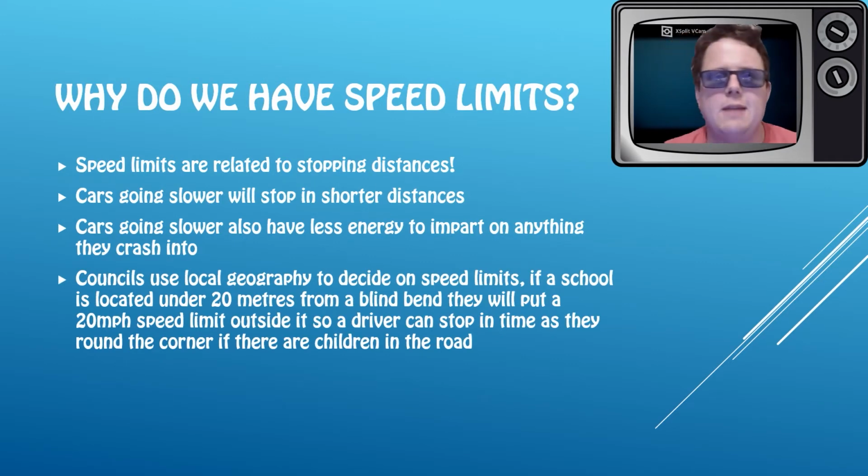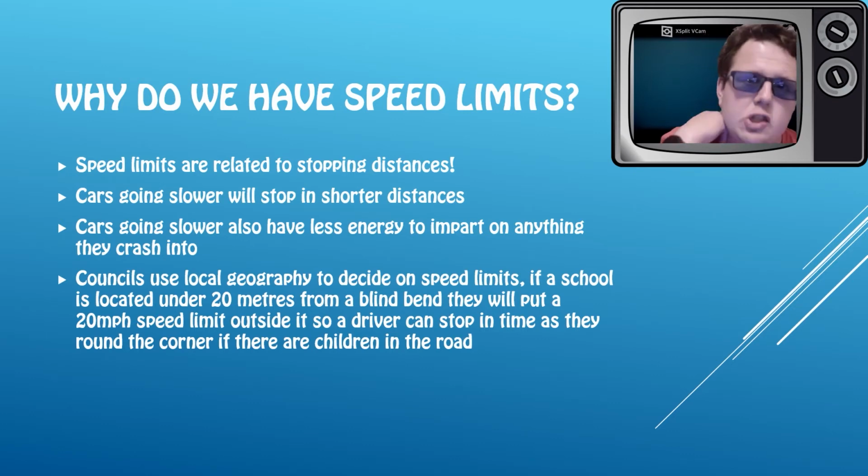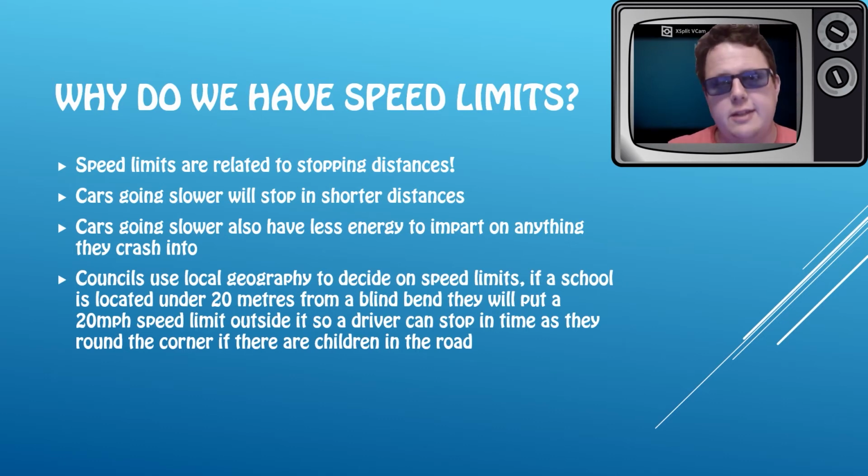Now, speed limits. There's been a couple of questions as to why we have speed limits. And it's related to these stopping distances. So by making cars go slower, they stop in shorter distances. Okay, also by going slower, you have less energy in impact. If you do the maths, going between 30 and 40 miles an hour, 40 miles an hour has roughly double the energy of 30 miles an hour. This is why you've seen those adverts that say you're far more likely to kill someone at 40 than you are at 30. Geography is a big thing that decides speed limits.